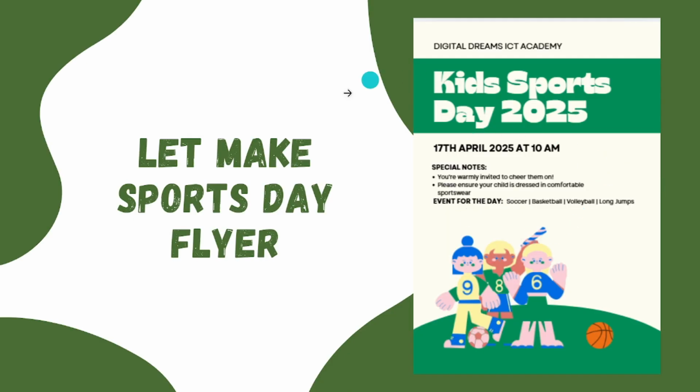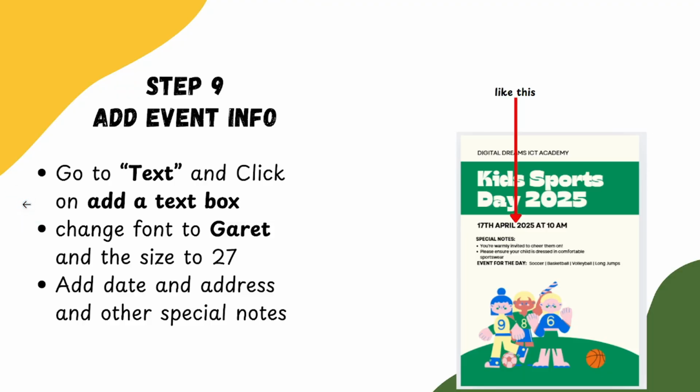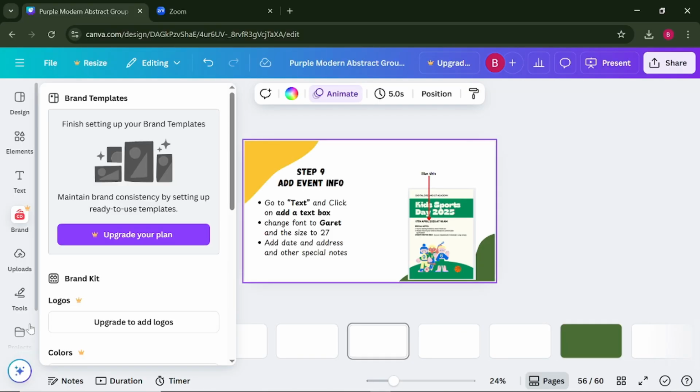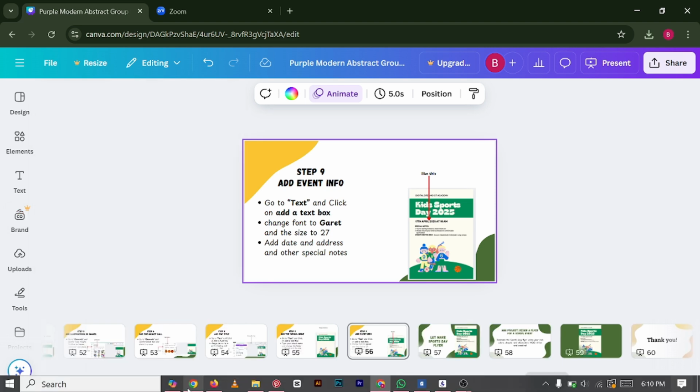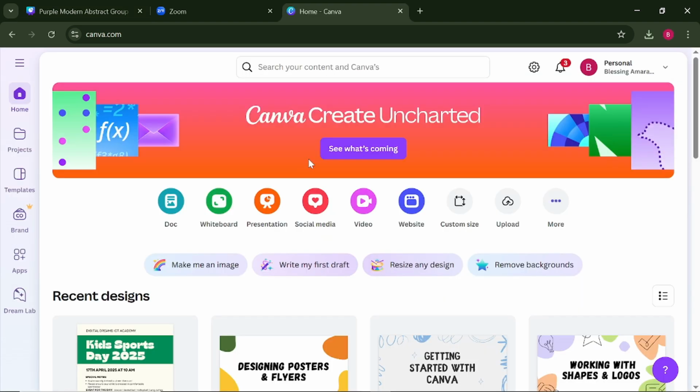And then, voila, we already have our flyer right here. So now, let's go to our Canva and make this design. We are in our Canva homepage, right? So we need to create a document size.